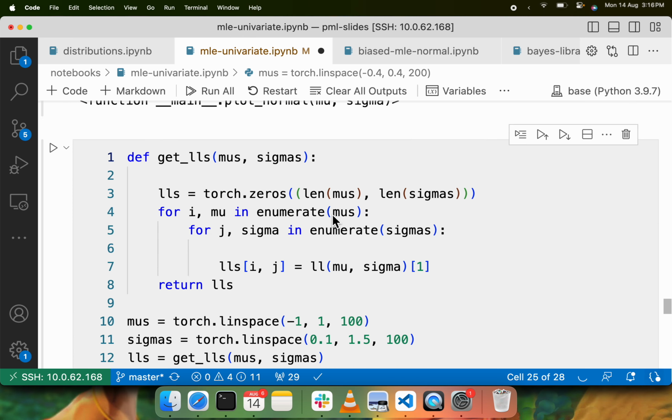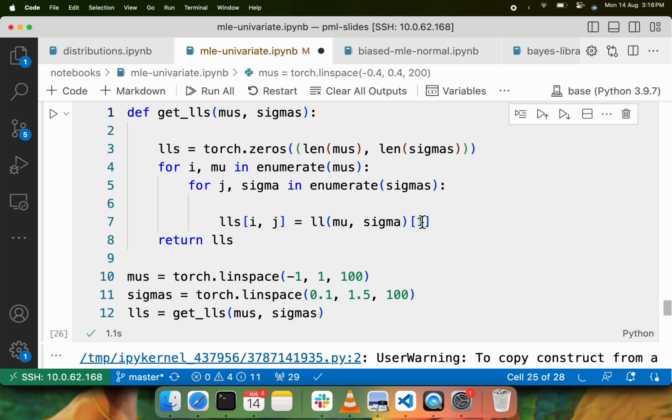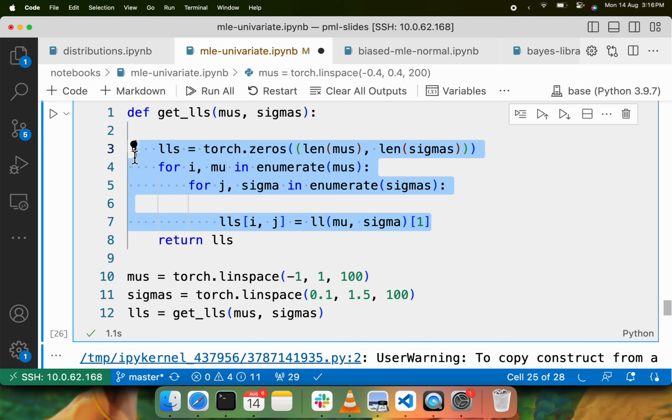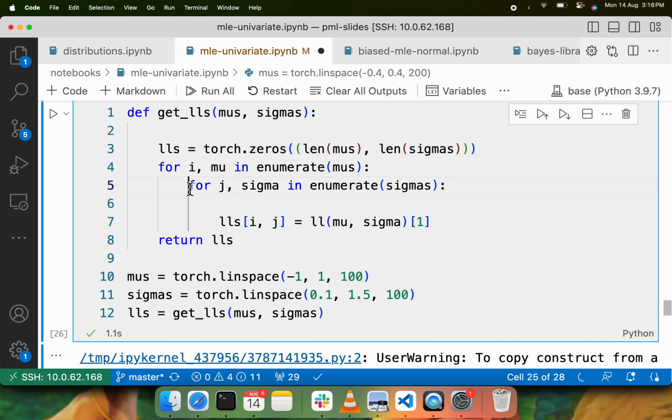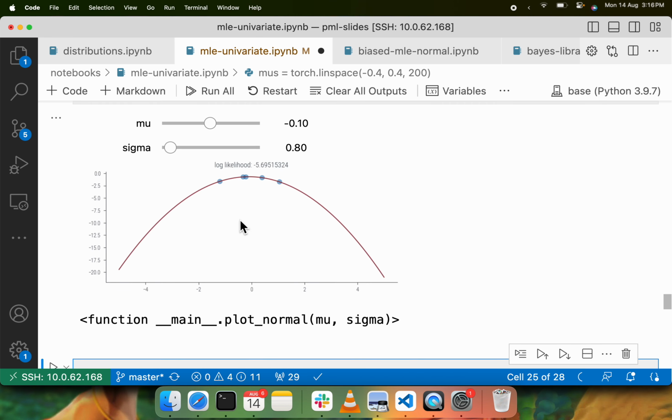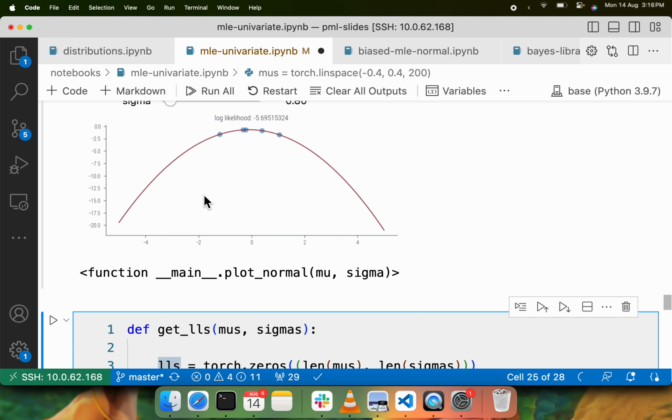Let us now look at a few possible values of mu's and sigmas. As I mentioned, we will just write a nested for loop. I want the log likelihood as a function of some mu and some sigma. Essentially the same as what we have done over here, but I want it in a 2D grid instead of having to move around these pointers.